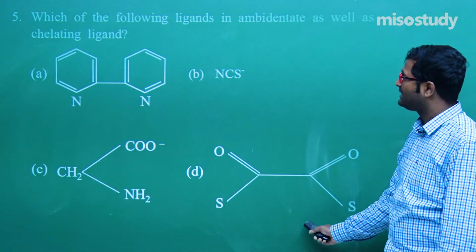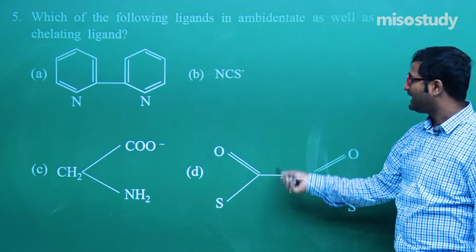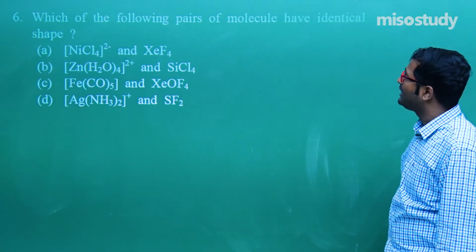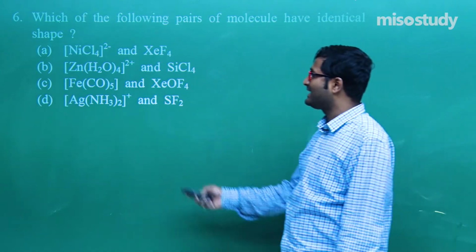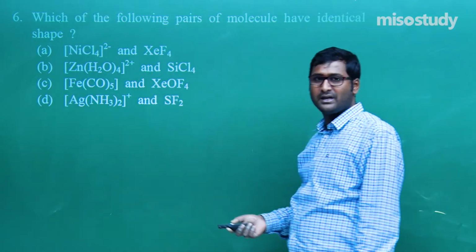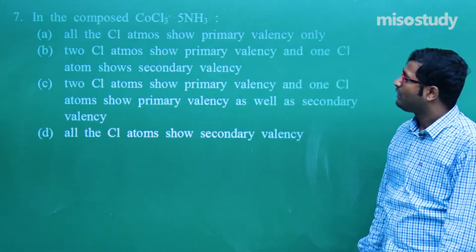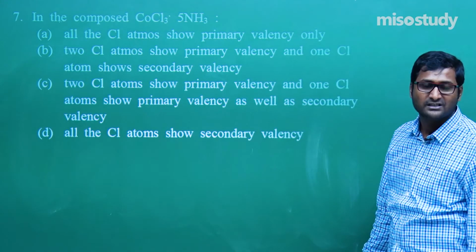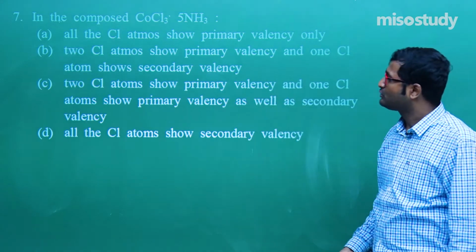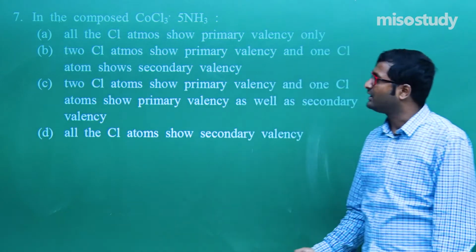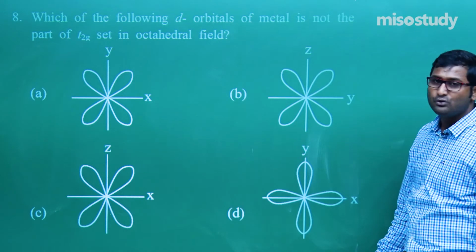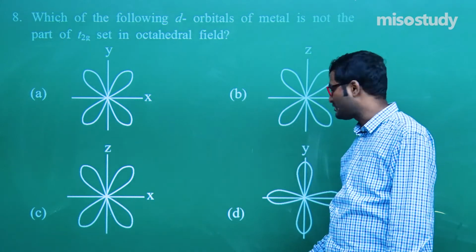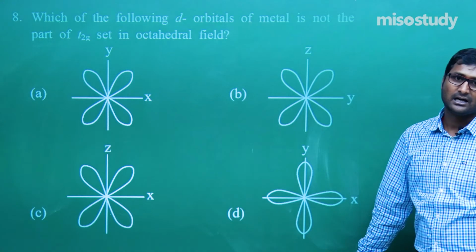Question number 5. This one forms ambidentate as well as chelating ligand. D is the option. Now which of the following pair of molecules have identical shape? As I discussed, B is the correct option, sp3 and sp3. For question number 6, in the compound CoCl3 into NH3, Werner's theory, I have discussed the same example. So in this case, C is the correct option. Now question number 8, t2g contains dxy, dyz and dxz, not dx square minus y square. So for this, D is the correct option.